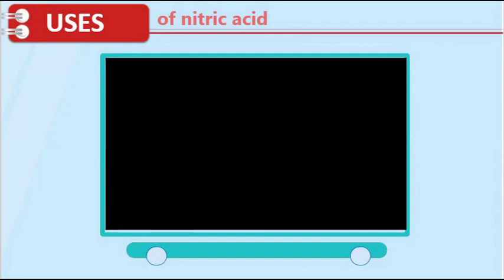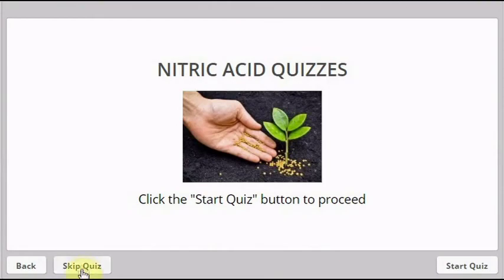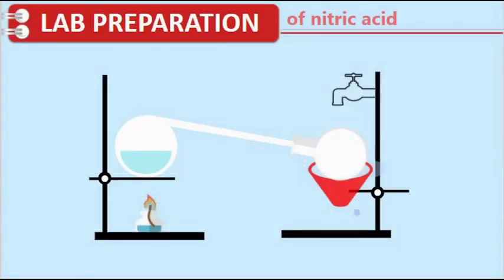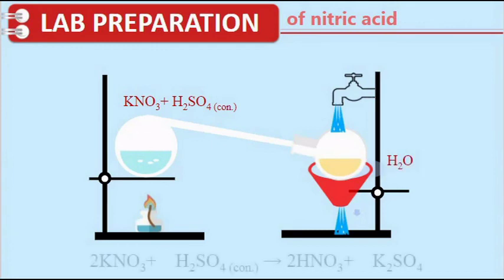Now, let's put the knowledge that you've learned into practice. We can prepare nitric acid both in the lab and on a commercial scale. Nitric acid is usually prepared by heating potassium nitrate with concentrated sulfuric acid. This heating is done in a glass retort and vapors of nitric acid are condensed in a receiver, which is cooled by water. The reaction can be seen on this slide.